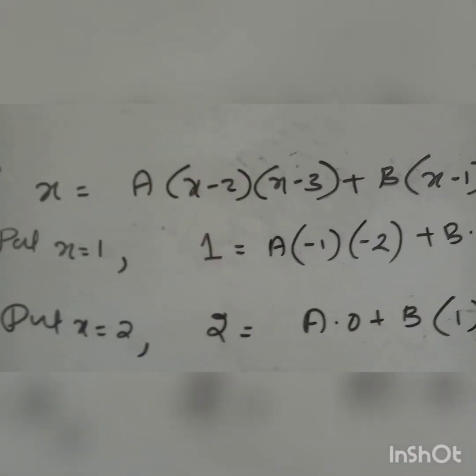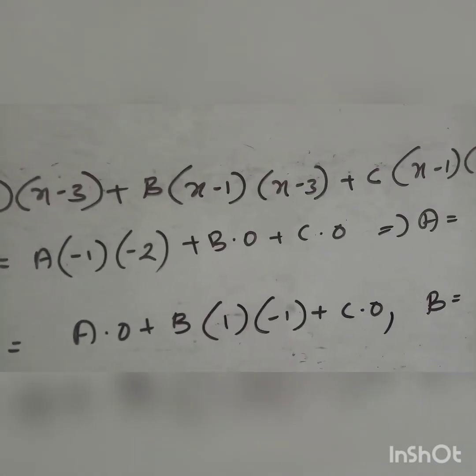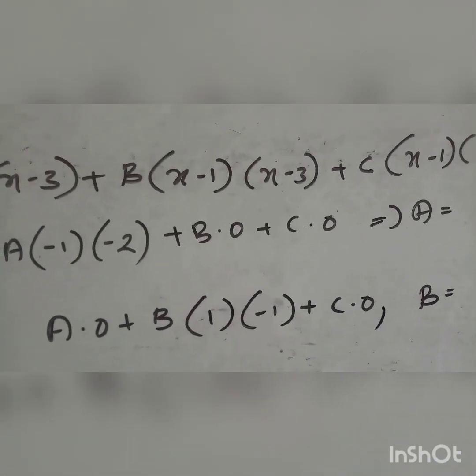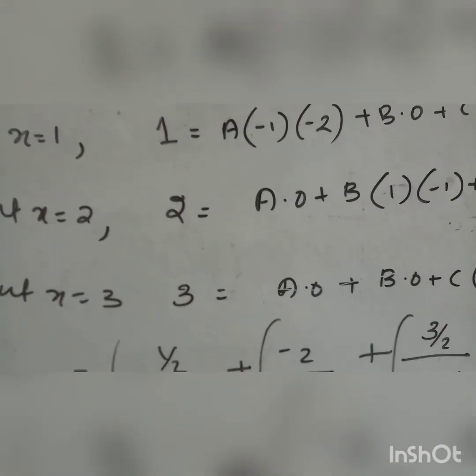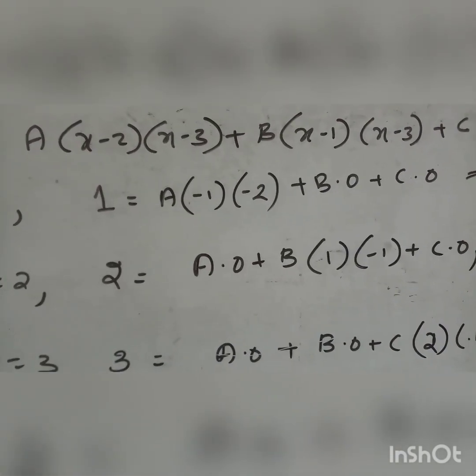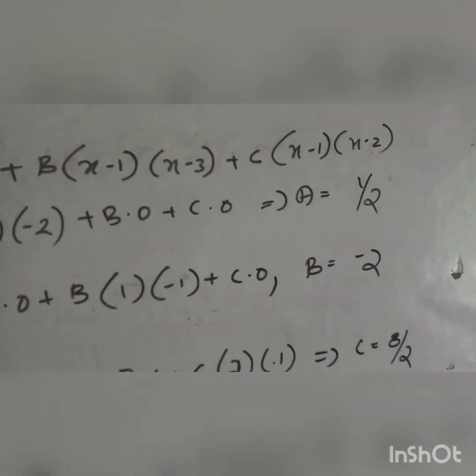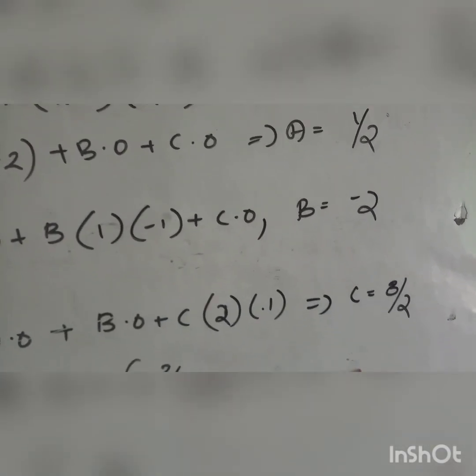Similarly, put x equal to 2. Left side is 2, a into 0, b into (2 minus 1)(2 minus 3) plus c into 0. So the value of b is minus 2. Put x equal to 3 in this. Left side is 3, a into 0 plus b into 0 plus c into (3 minus 1)(3 minus 2), that is 2 into 1. So the value of c is equal to 3 divided by 2.